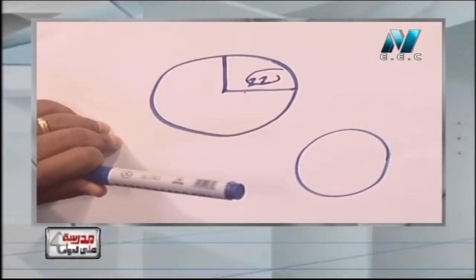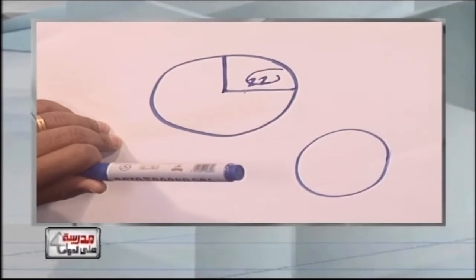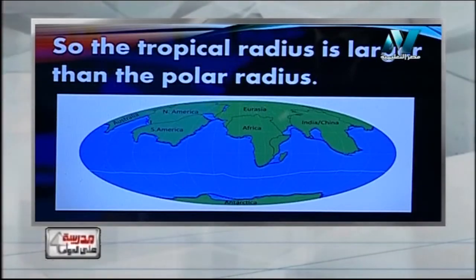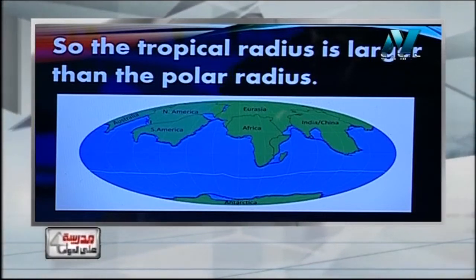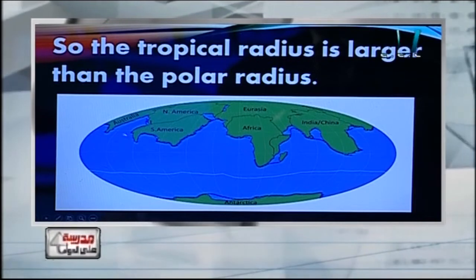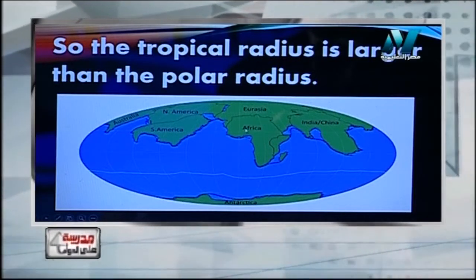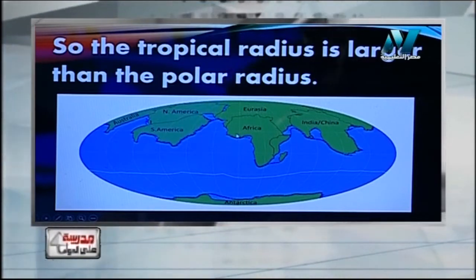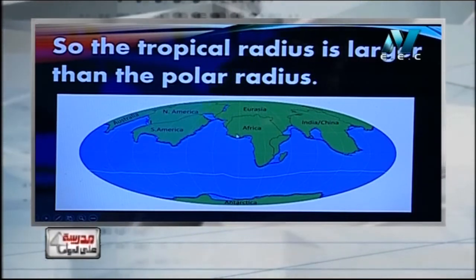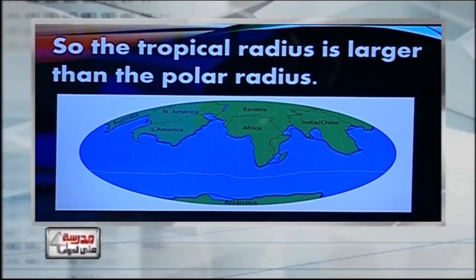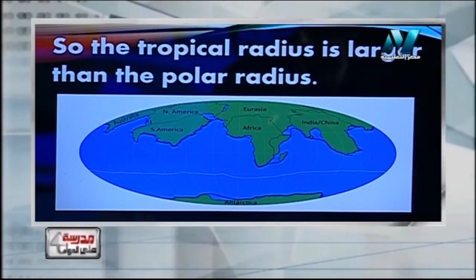So the tropical radius is larger, as you see on the monitor, than the polar radius. As you see, this radius is larger than this radius. By what? By 22 kilometers. Again, the tropical radius is larger, by 22 kilometers, than the polar radius.